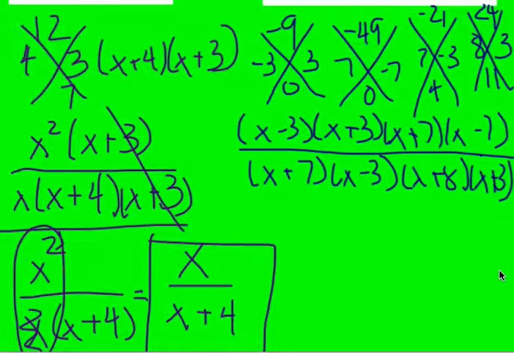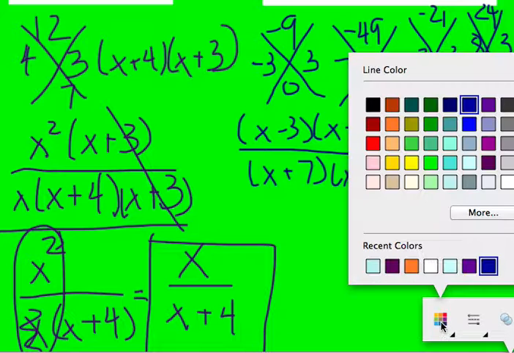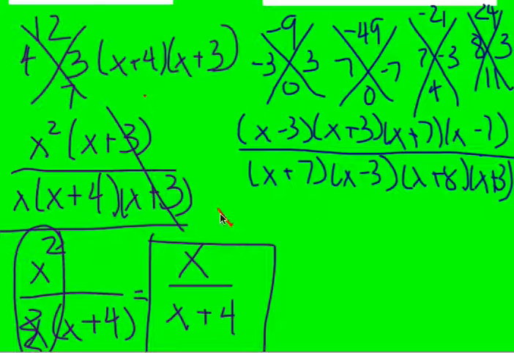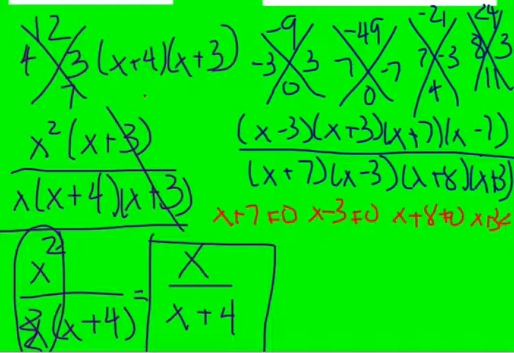So first thing I want to do is let's go ahead and get our excluded values before we cross anything off. So x plus 7 cannot be equal to 0. x minus 3 cannot be equal to 0. x plus 8 cannot be equal to 0. x plus 3 cannot be equal to 0. So we're going to go ahead and solve each of those for x, like so. So each of these represent my excluded values.